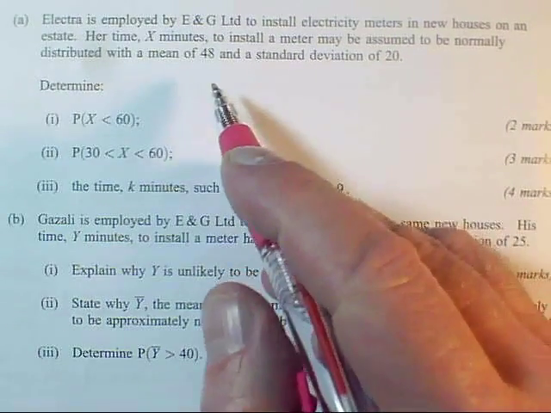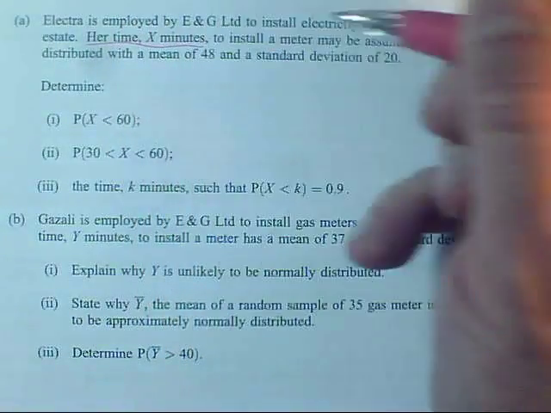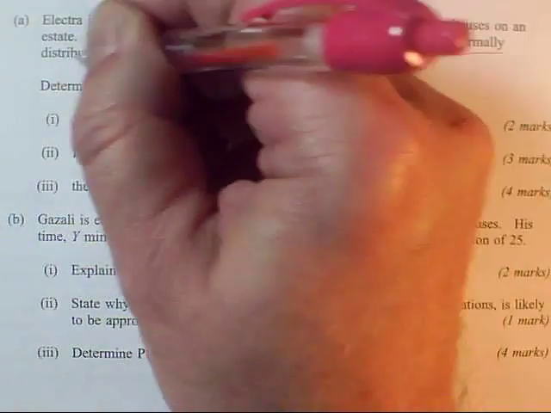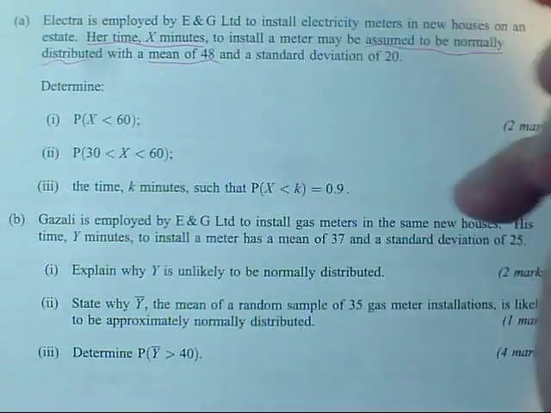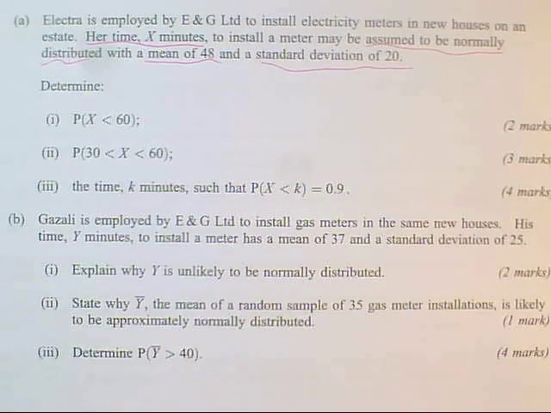Okay, here we've got someone installing electricity meters. We've got her time is X, and it is assumed to be normally distributed, and we have a mean, and we have a standard deviation. So without reading any further, we can set up the beginning of our solution.